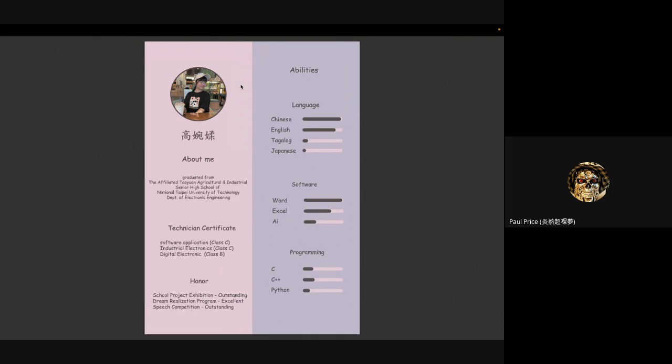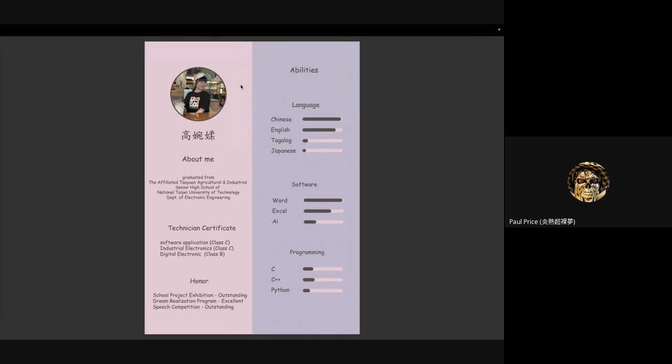Good afternoon, everyone. I will introduce myself, and my self-introduction will focus more on my abilities. I graduated from Taoyuan Agricultural and Industrial Senior High School, and my department is electronic engineering. I obtained 3 professional certifications during high school. The first one is industrial electronics. Simply put, it involves electronic soldering, measurement, and instrument operation. Students in the electronics department should typically have this certification.